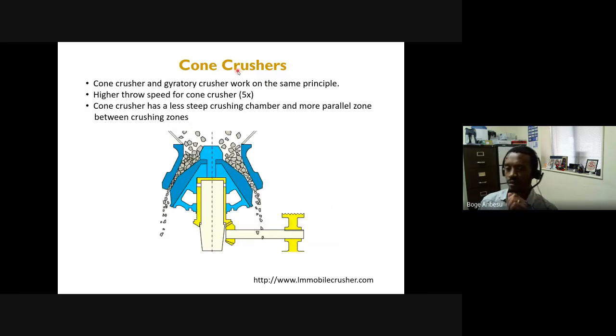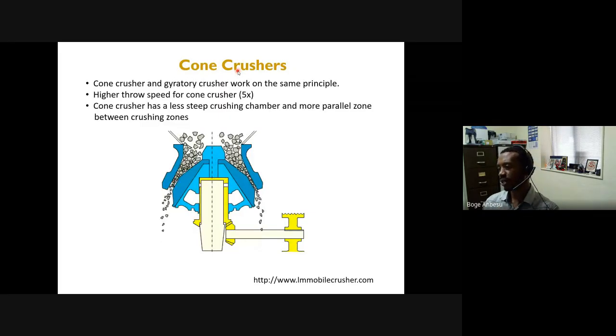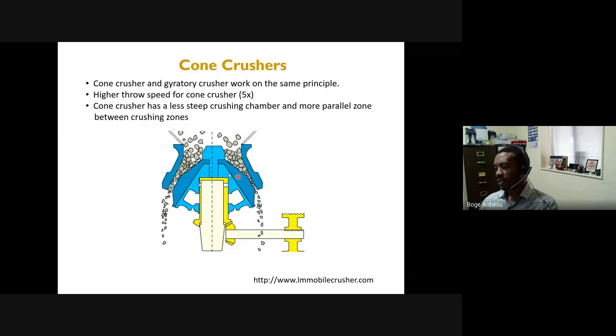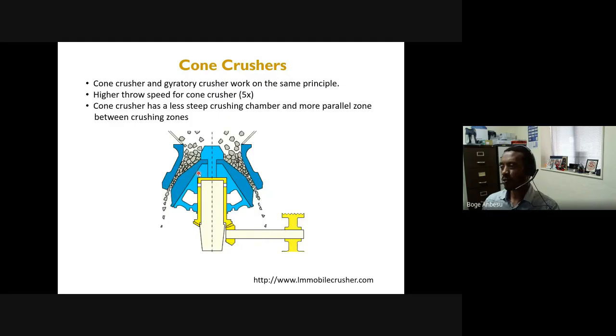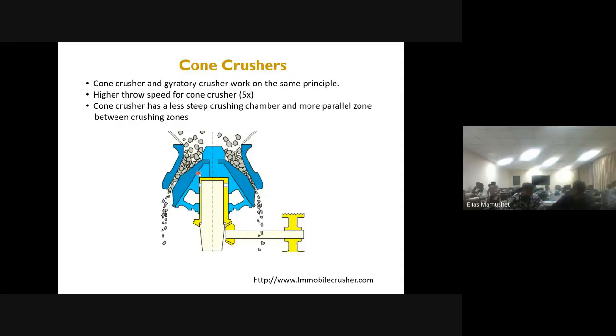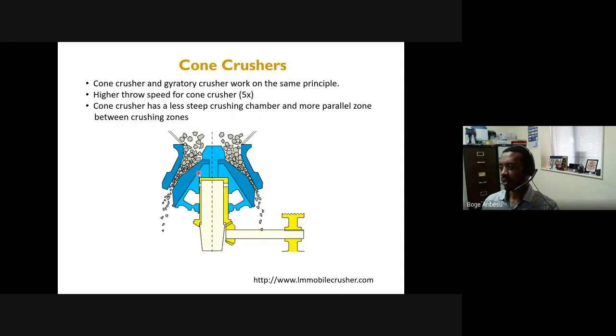So comparing a cone crusher, for example, to a gyratory crusher, as you can see, the spindle I talked about earlier for a jaw crusher, a gyratory crusher, is very steep. It's thin and long, but for a cone crusher, it's actually wide and less steep. Okay, the movement is the same, the working principle is the same, but the inside of it, the crushing chamber, is slightly modified. So in this case, the spindle moves at a very high speed, okay, at higher throw speed, up to 5 times more than the gyratory crusher.